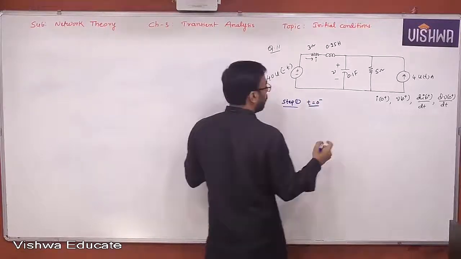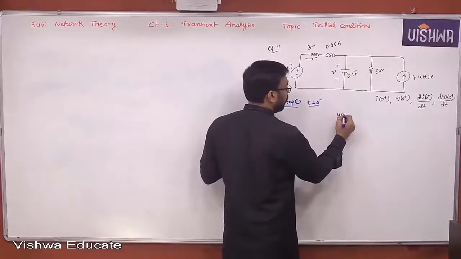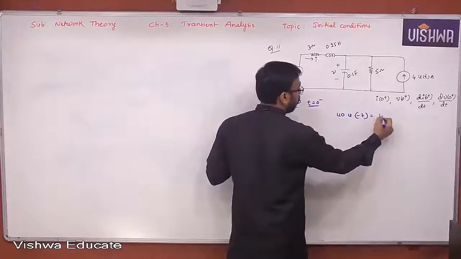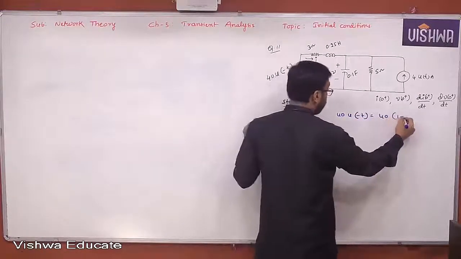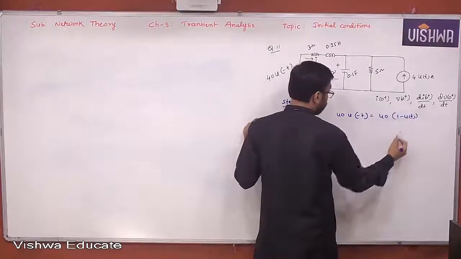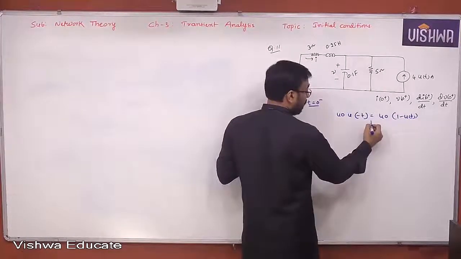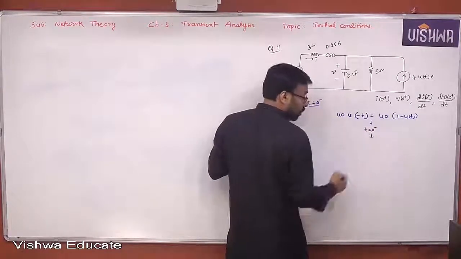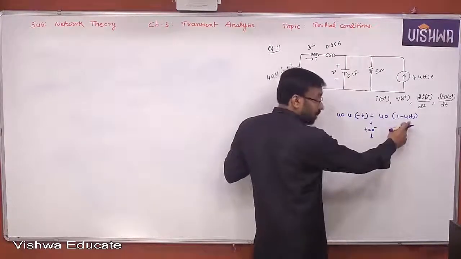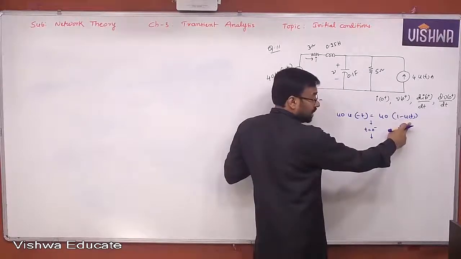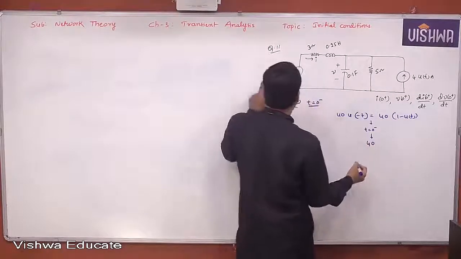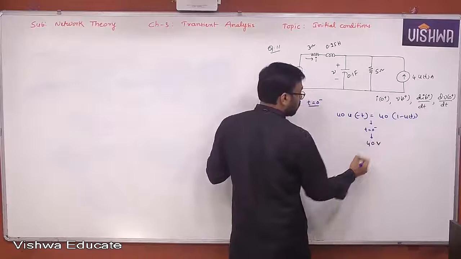What is 40 u of minus t value? It is nothing but 40 into 1 minus u of t. Yes or no? For t less than 0, u of t is 0. So 1 minus 0, that means 40 volts.